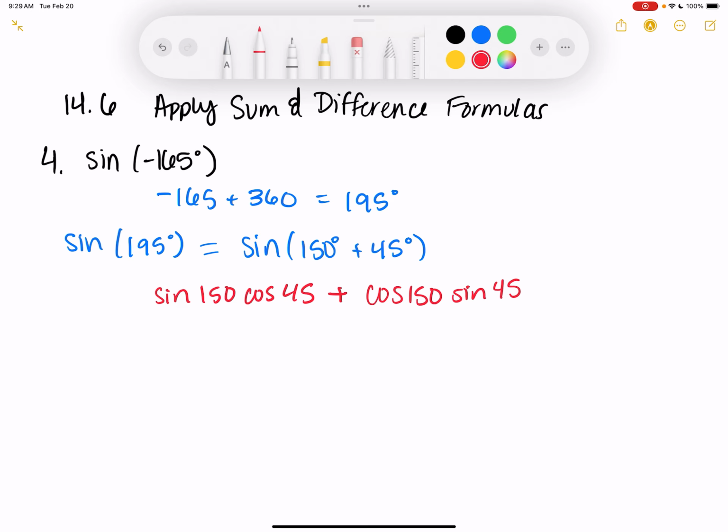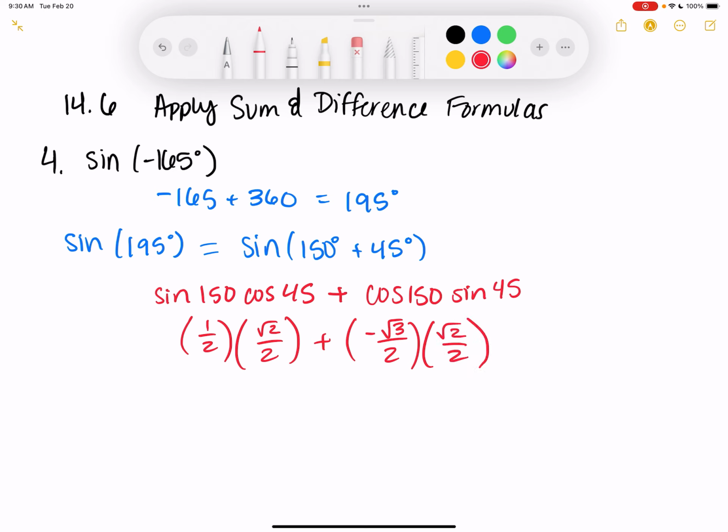So then, from the unit circle, what is the sine of 150? 1/2. What's the cosine of 45? Root 2 over 2. Plus, what's the cosine of 150? Negative root 3 over 2. What's the sine of 45? Root 2 over 2.